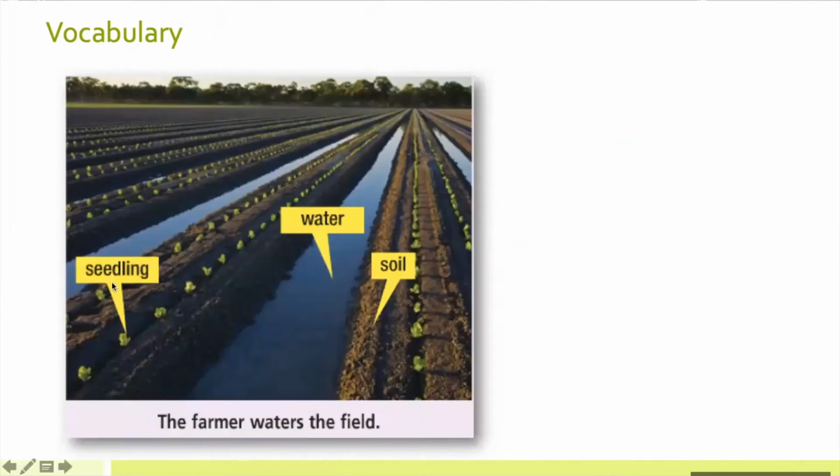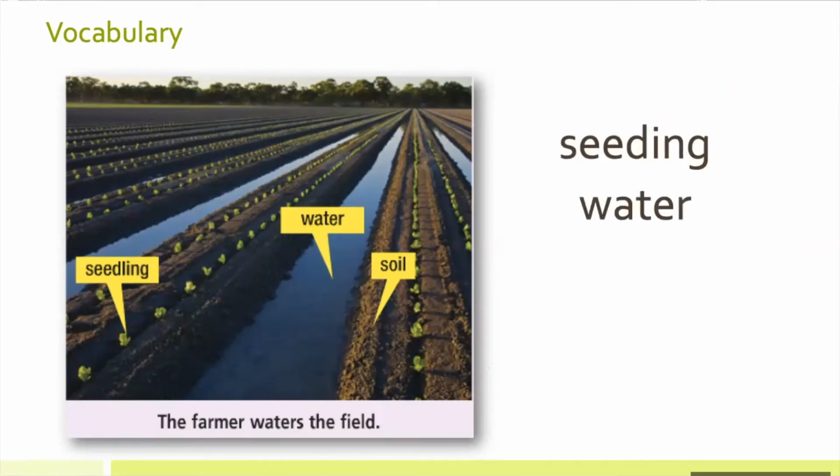And then you have seedling, water, and soil. This is the water, this is the seedling, and this is the soil. Tierra, the soil. Seedling, water. Seedlings need water and soil.